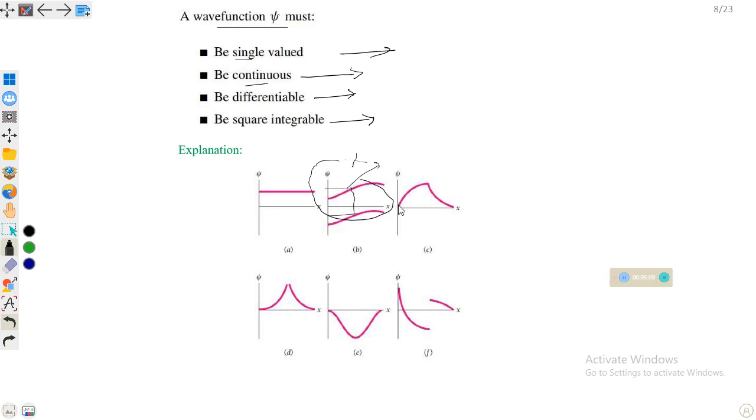The function should be continuous. For example, here there is a discontinuity in this graph, so it is not continuous. The function should be continuous, and also its derivative should be continuous, meaning the slope of this function should not go to infinity, and this function itself should also not go to infinity, like there should be no breaks.